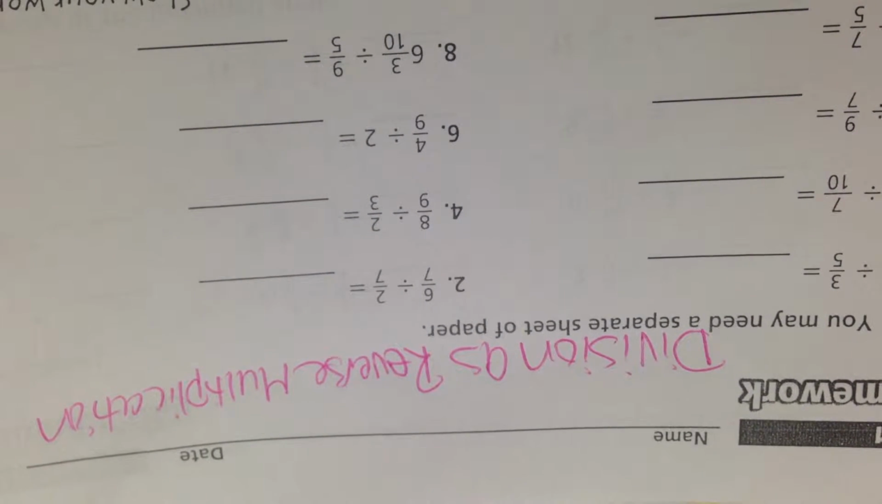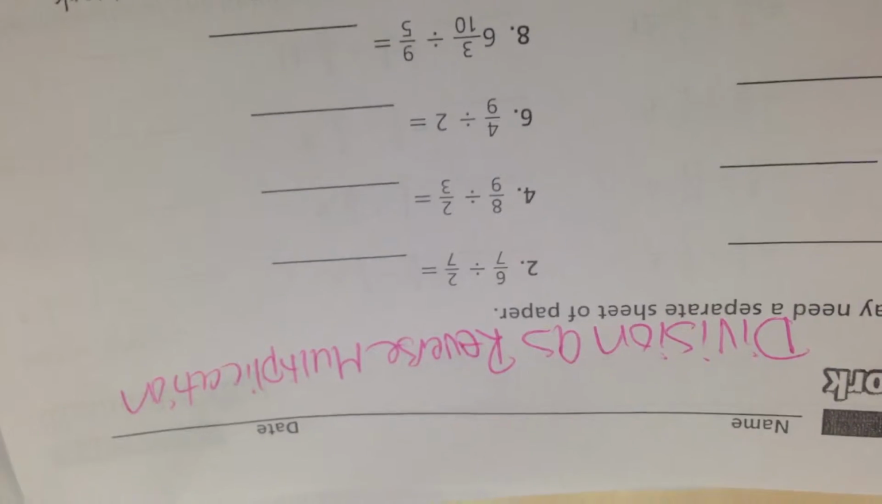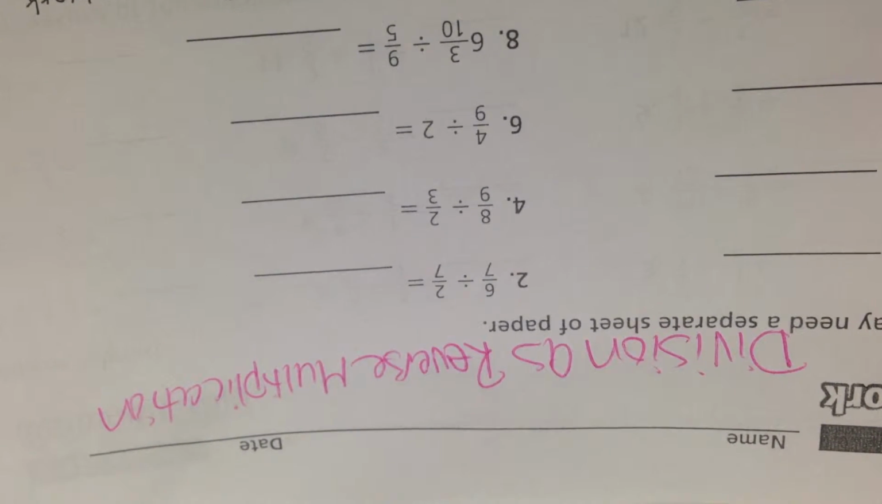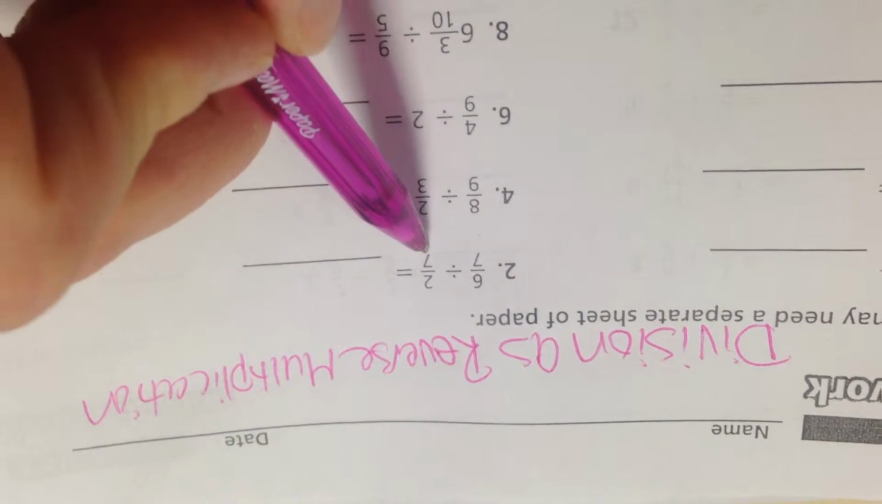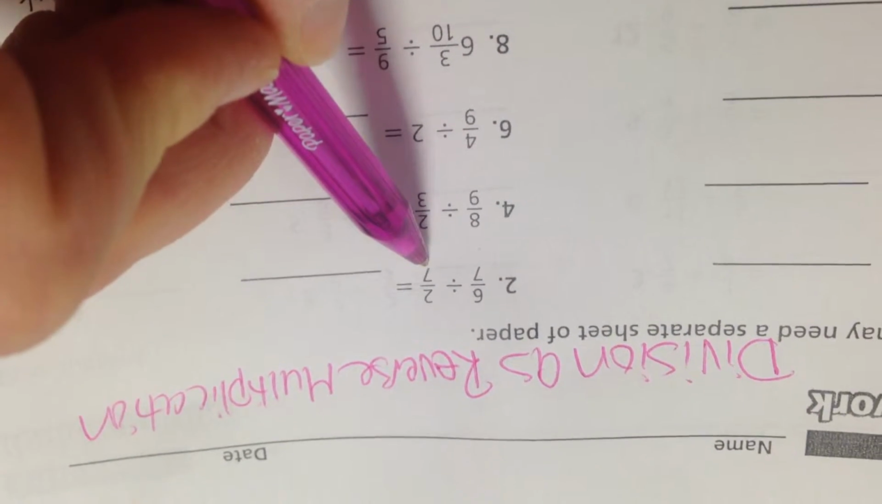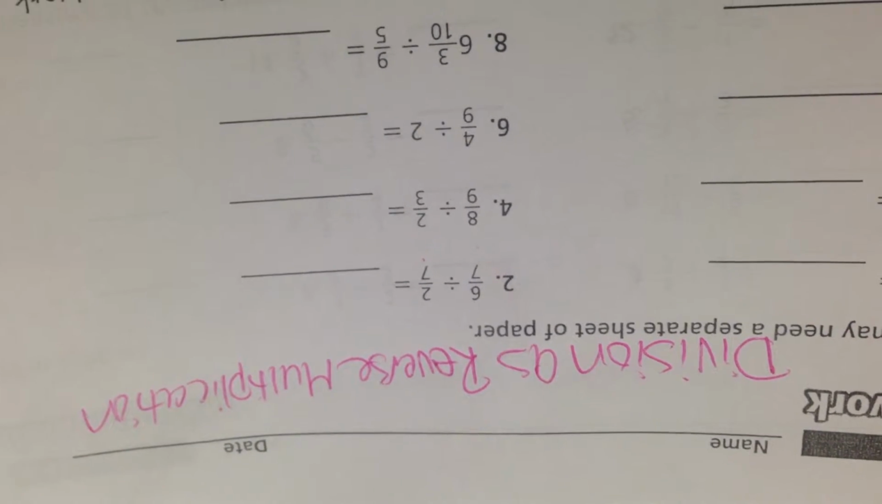In this video, we're going to see how division is a reverse of multiplication. So in class, we were talking with the students about how when you have 6/7 divided by 2/7, technically we're going to do reverse multiplication because we want to see how many parts we have within each of those 6/7.